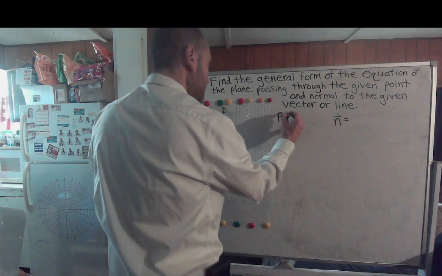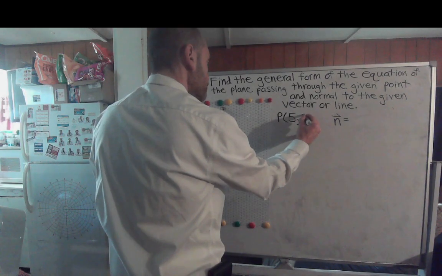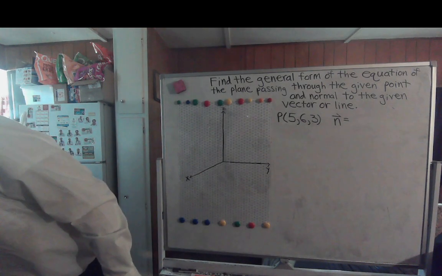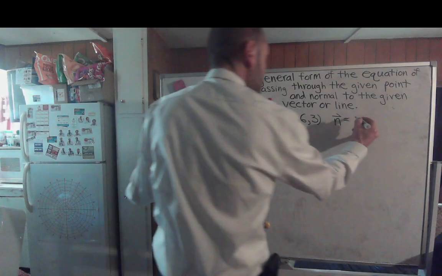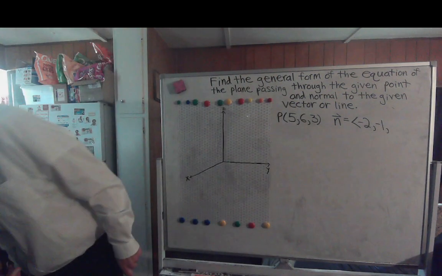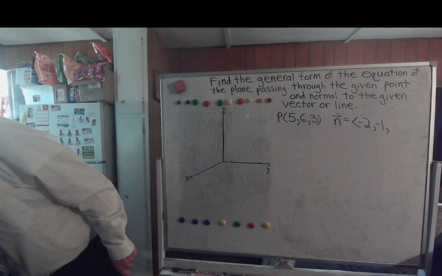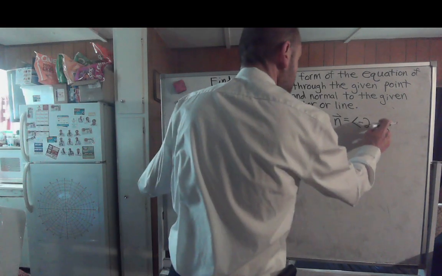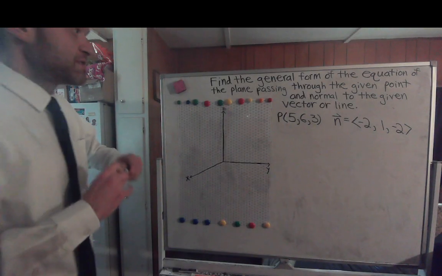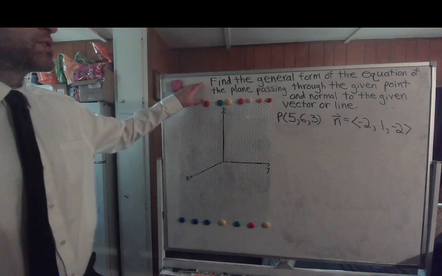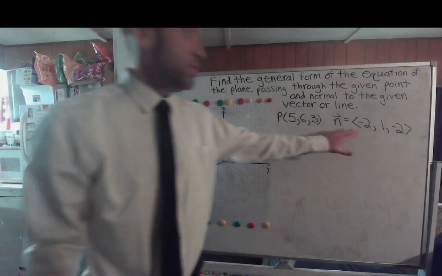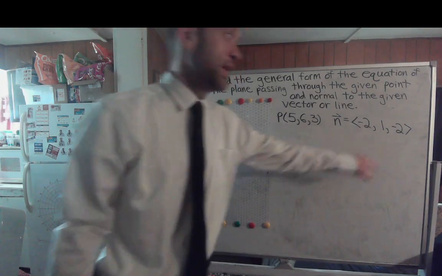Alright, so this plane passes through point P, which has the ordered triple 5, 6, 3. The normal vector is going to be negative 2, positive 1, negative 2. So we want to find the equation of this plane passing through point P, 5, 6, 3, and normal to the given vector negative 2, 1, negative 2.